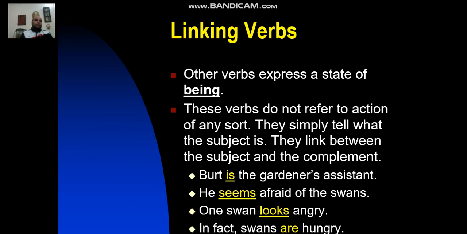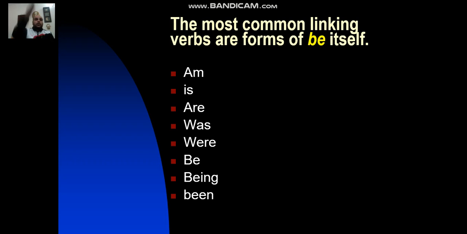Now let's go to linking verbs. Other verbs express a state of being, and look here, in being we have be, and the most famous linking verb is verb to be. I want you to move on with me directly to verb to be. Learn this by heart: am, is, are, was, were, be, being are always linking verbs. Always. Because the verb to be is linking the subject to the complement.